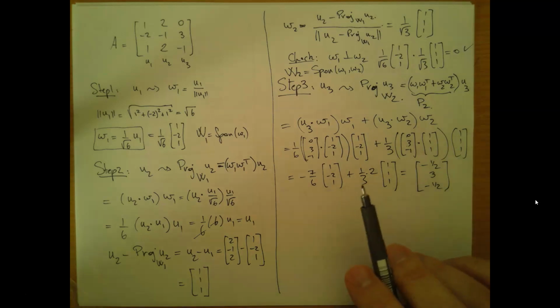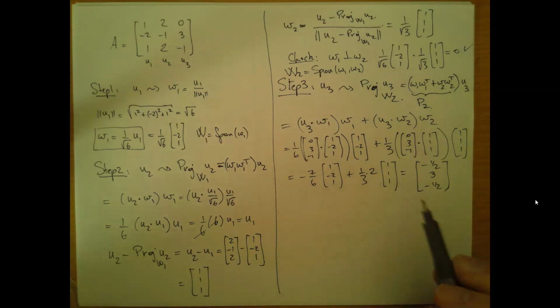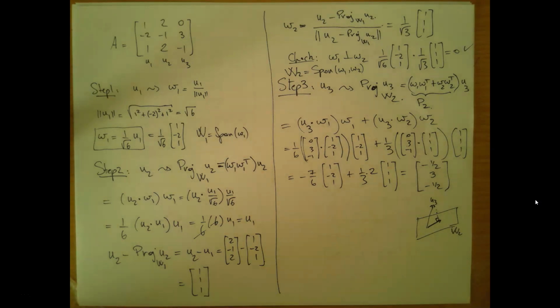But remember, we need to take the orthogonal component of that, right? So what we've done here is we had u3 and then there was like a plane, this W2, and we've projected it down, and we found this projection, but now we want the difference here. We want this component over here. Alright, so let's do that.